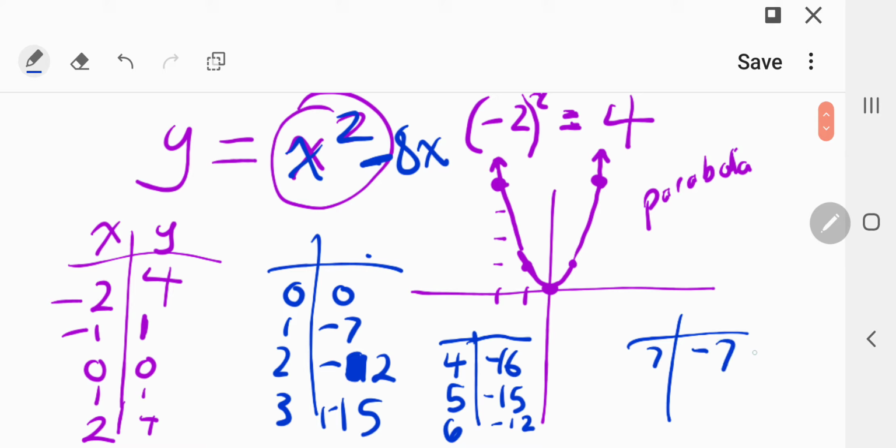And here's the moment of truth. 8 squared is 64 minus 8 times 8 is 64, minus 64 is 0. We're back to 0. And then if we go to 9, 81 minus 72, we're positive. What is 81 minus 72? 9. Sweet.